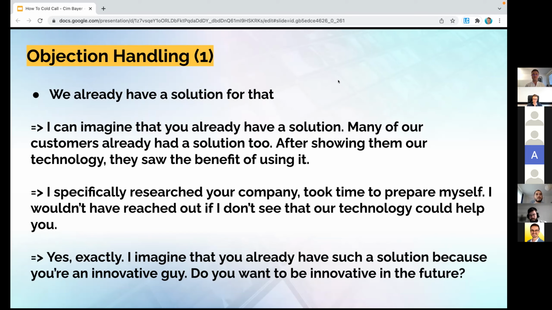So yes, I would imagine you already have a solution. I wouldn't think you're functioning without one at this point. However, there is always room for improvement, and there's a reason why we are currently a market leader. So I believe it's worth having a look. I believe we can bring value to you. And yeah, let's take it from there.